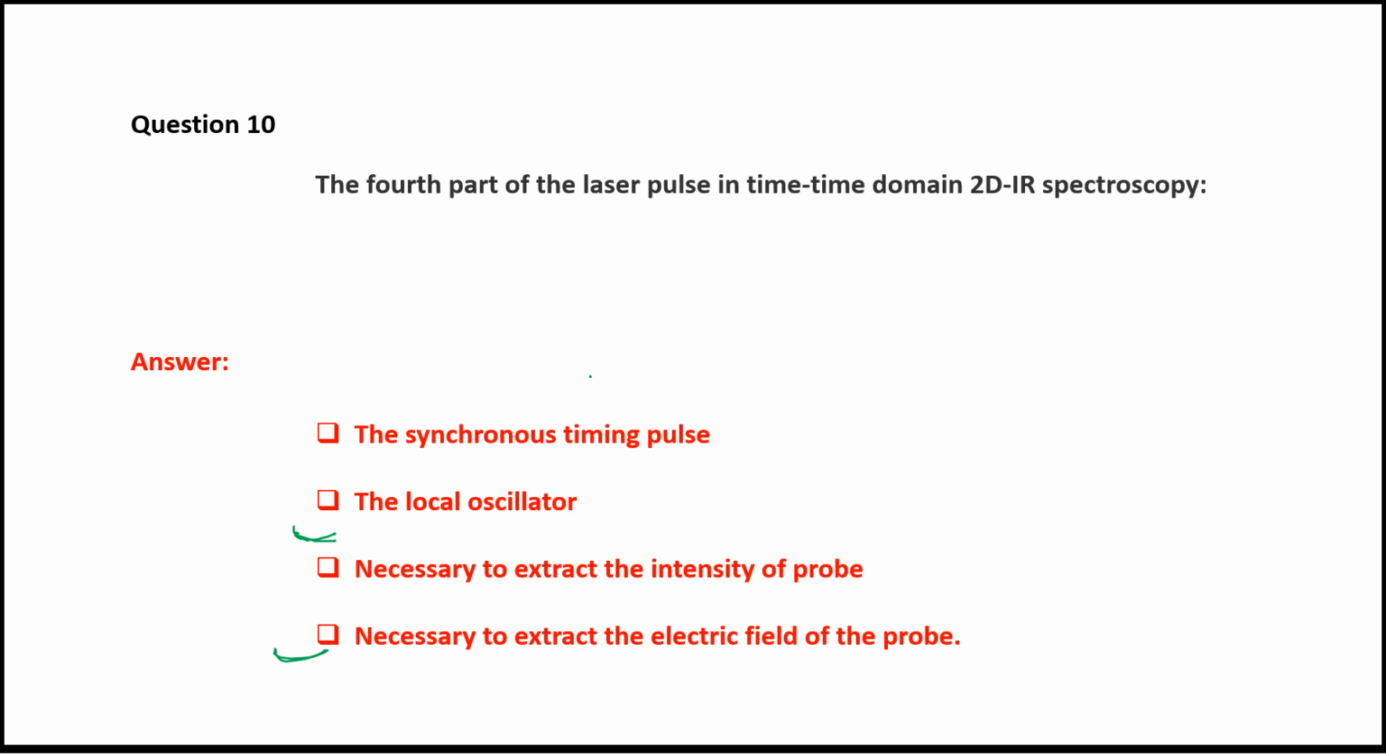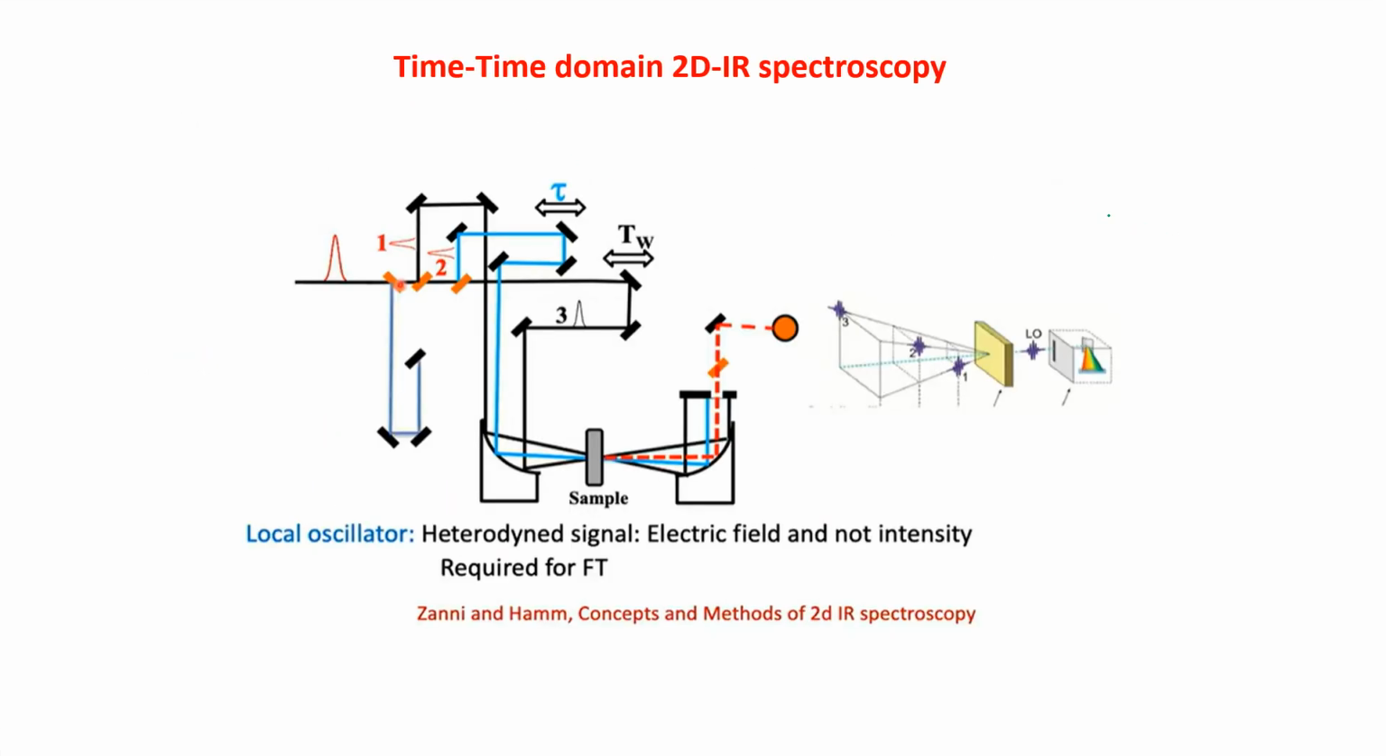That is question number 10. Question number 10 says the fourth part of the laser pulse in time domain 2D IR spectroscopy is. So here I have kept a diagram of the time domain of 2D IR spectroscopy. As you can see, there is a lot of complex system. First, the incident beam is split into further portions. At the first point of time, it is split between 1 and 2. At the second point of time, it is again split into 2 and 3. Then 2 goes through a system and 3 again goes through this system.